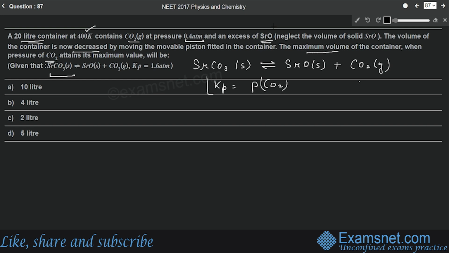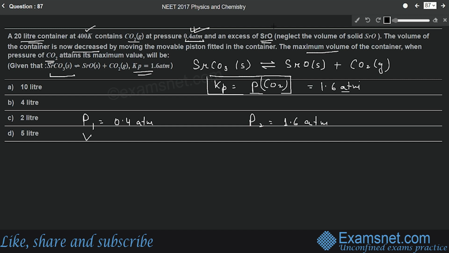So we'll consider only the partial pressure of carbon dioxide. That means Kp should be equal to the partial pressure of carbon dioxide, and it is given that the Kp value is 1.6 atmosphere. That means the partial pressure of carbon dioxide is 1.6 atmosphere. That means it will be the final pressure of carbon dioxide. But initially what was the pressure of carbon dioxide? It was 0.4 atmosphere. So P1 was 0.4 atmosphere and P2 is 1.6 atmosphere.